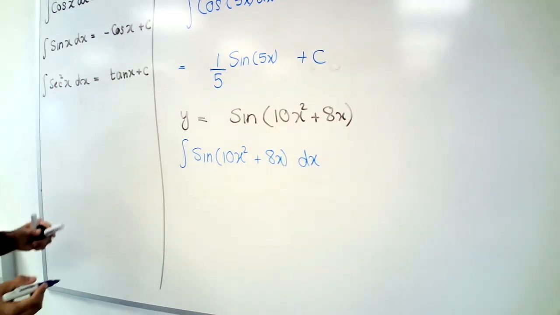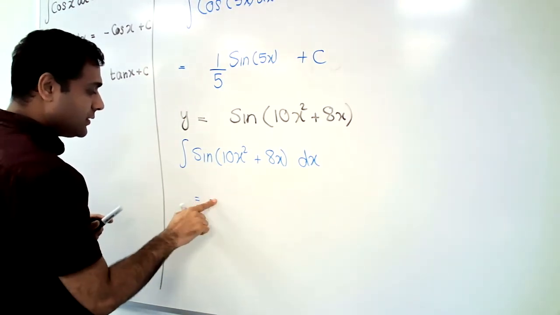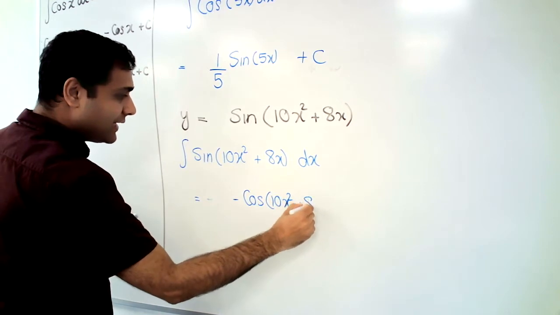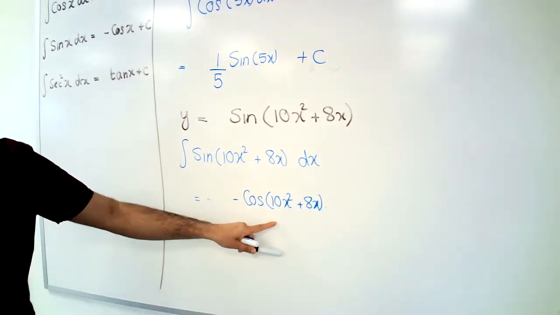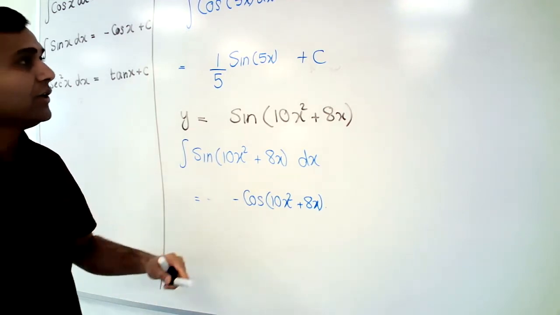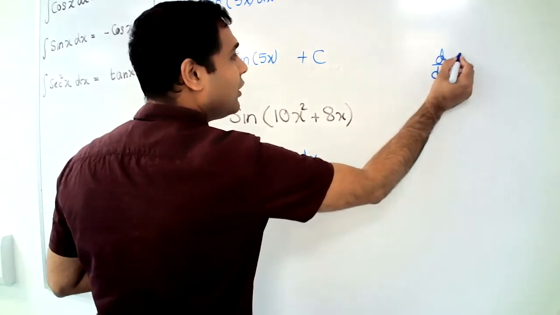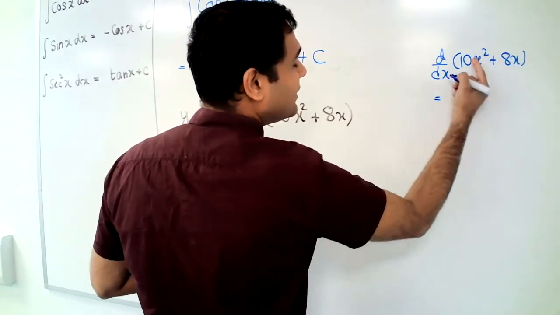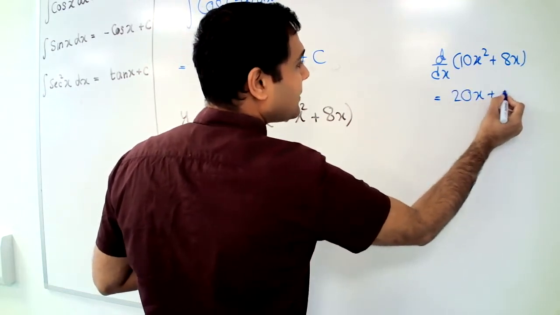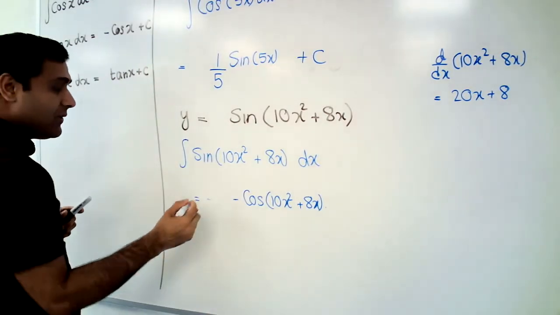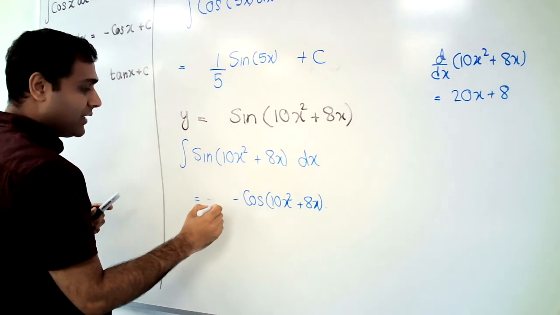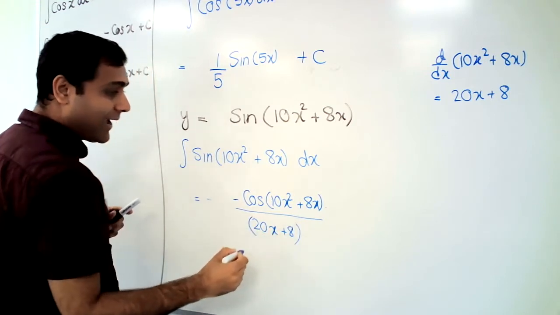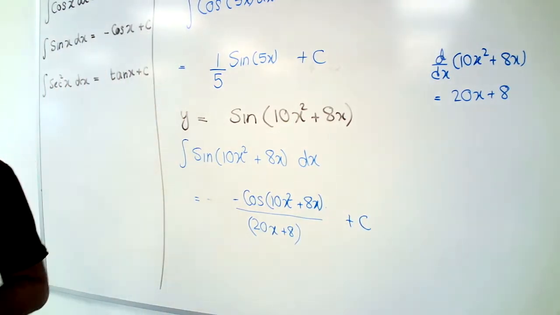Now, integration of sine is a minus cos. So that will be minus cos and whatever is there, 10x squared plus 8x as it is. Then I need to actually find the derivative of 10x squared plus 8x. So if I do that separately, d over dx of 10x squared plus 8x will give me 20x plus 8. I need to divide this thing by 20x plus 8. So I can just put it here, 20x plus 8, and best thing to do is put it in a bracket, plus a c. That c is a constant of integration.